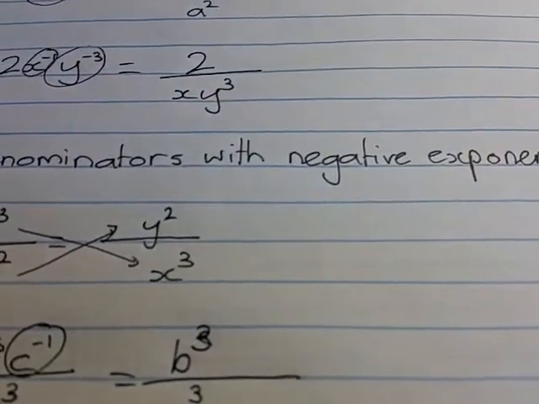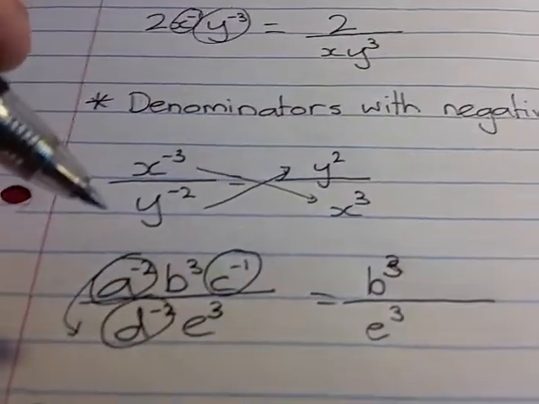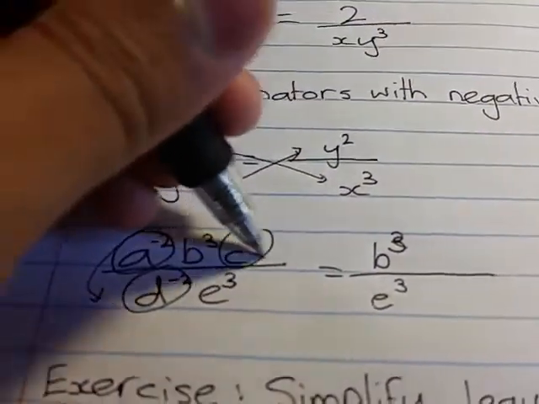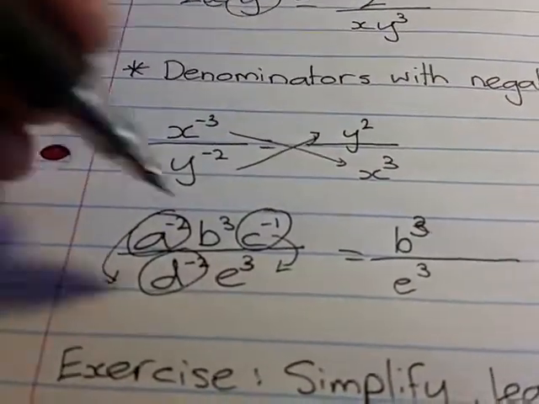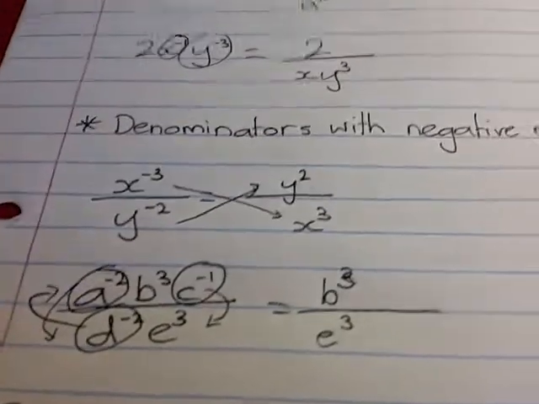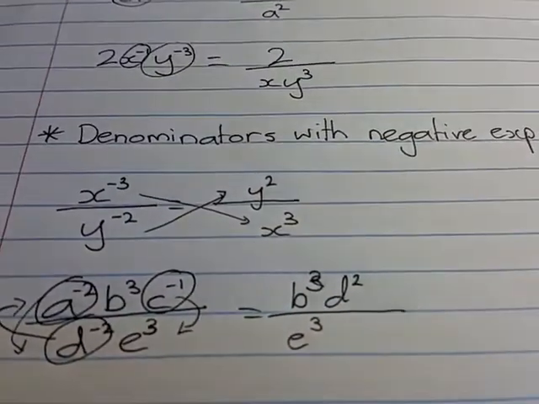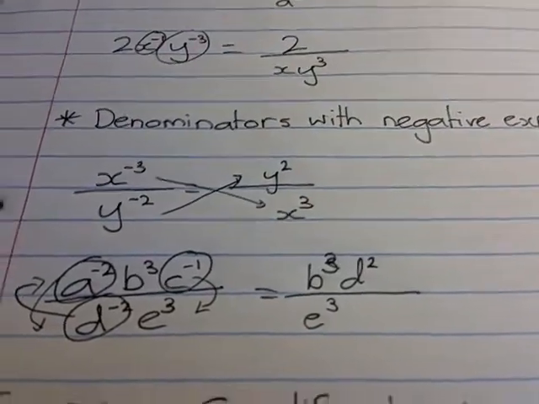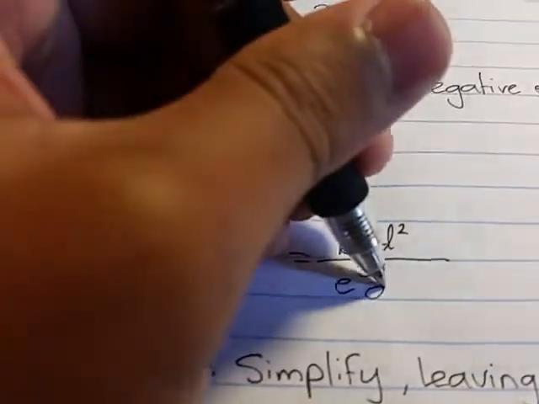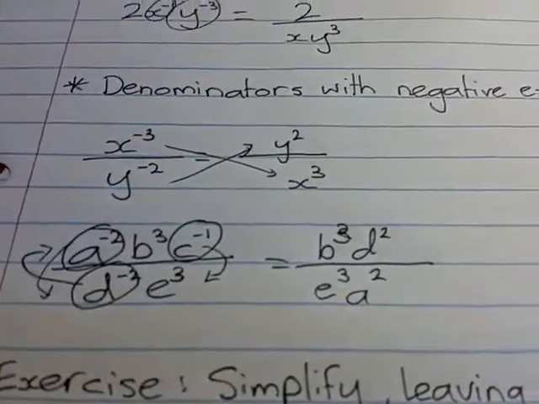That a to the 2 is going to come down. That c to the 1 is going to come down, and that d to the 2 is going to come up. So you're going to get an answer of d to the positive 2 on the numerator. That a is going to come down, making it a to the positive 2, and that c is going to become c to the 1.